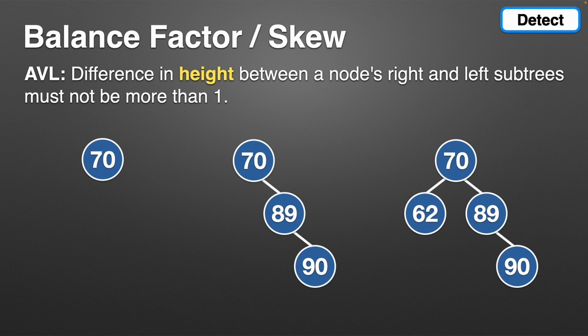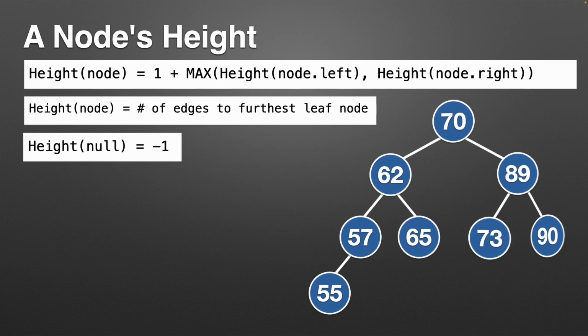And so in order to talk about that, we've got to remember what a node's height is. That may not always be super intuitive. There are two ways that I like to think about height, and they're both valid. The first way: the height of a node, a node being any node in the tree, is equal to 1 plus the maximum of the height of the left subtree and the height of the right subtree, so whichever one is larger.